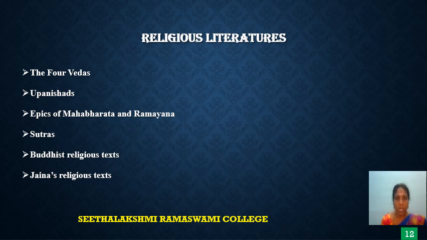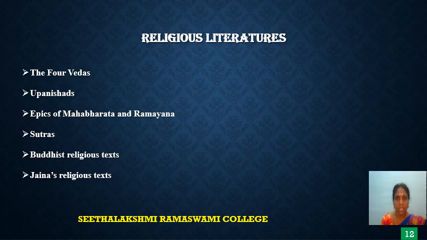Next is the Sutras. Sutras contain ritual literature such as the Srauta Sutras, which include sacrifice and royal coronation, and the Grihya Sutras, which include domestic rituals like birth, naming, marriage, funeral, etc.